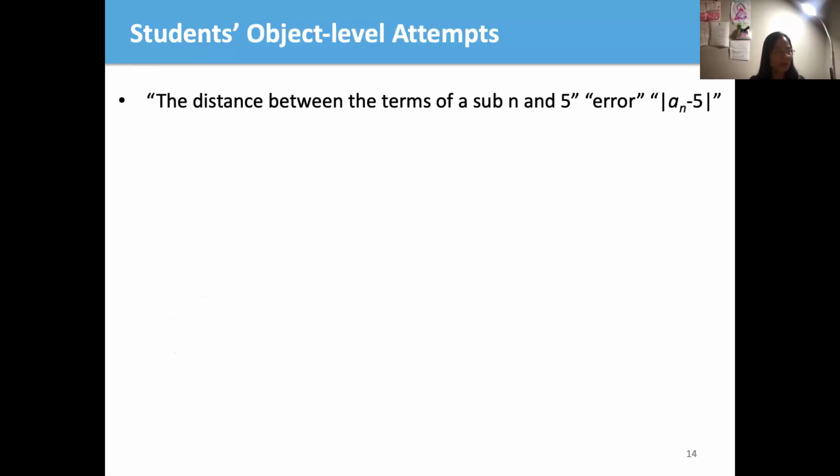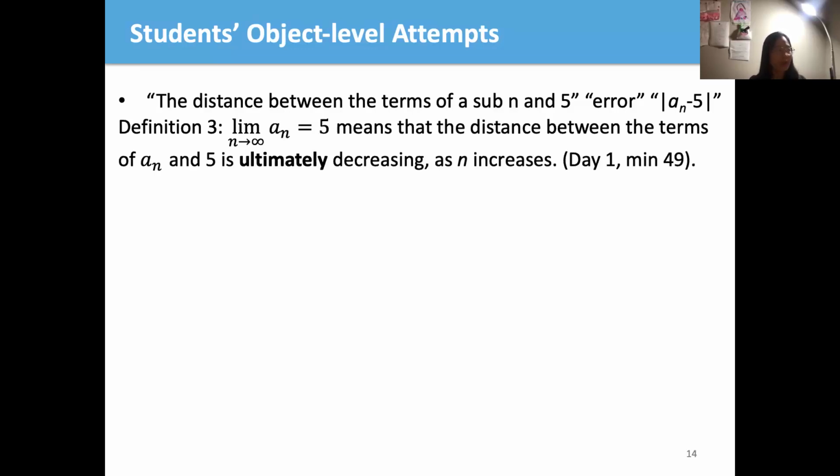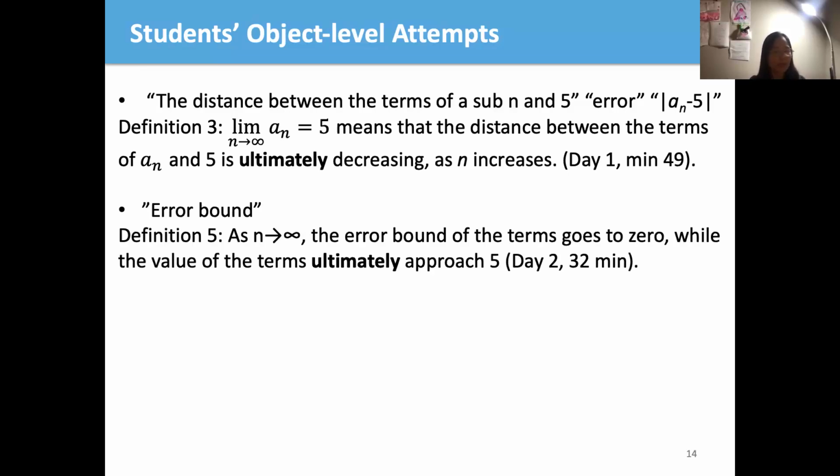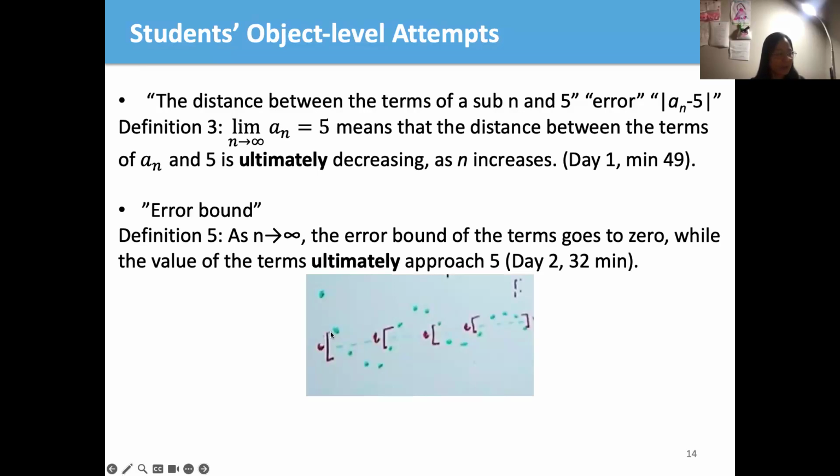So they first attempted the distance between the terms a sub n and 5, which they also called error, written as this absolute value, as in definition 3. And then they used that phrase with "ultimately decreasing," so "ultimately" survived. The second attempt was error bound, and their error bound was slightly different from how we use it in mathematics. They called it error bound and used epsilon as the distance between two consecutive terms, one above the limit and one below the limit.